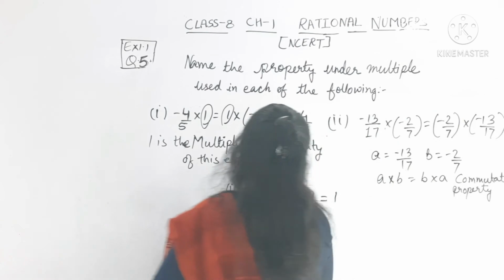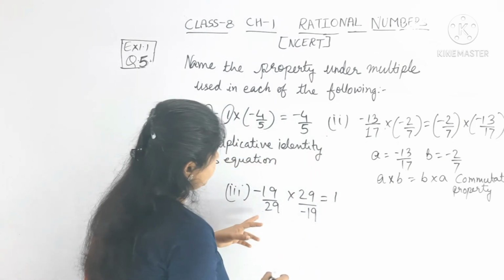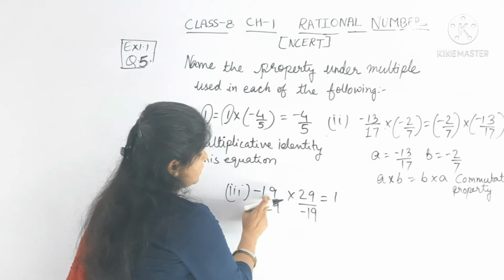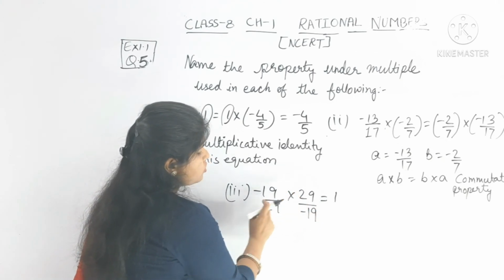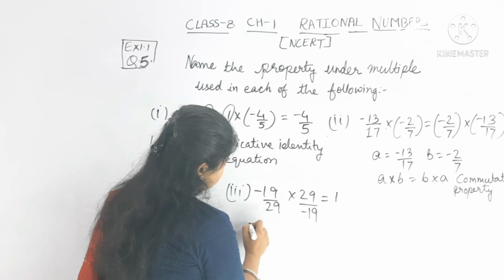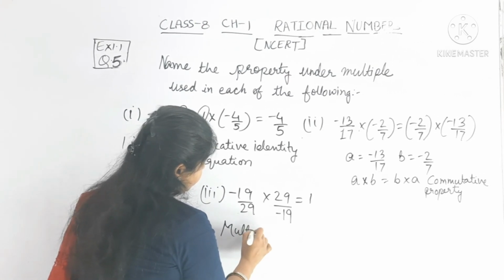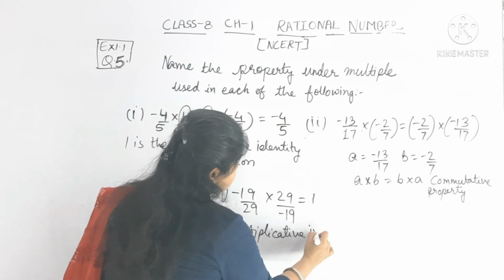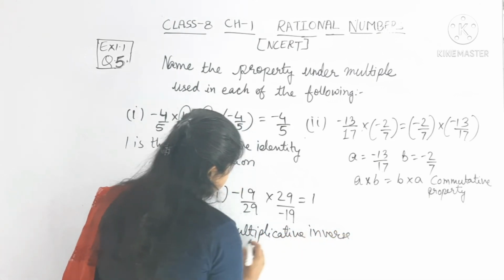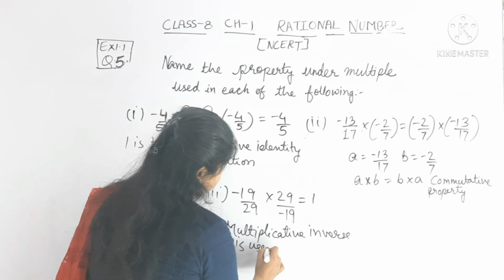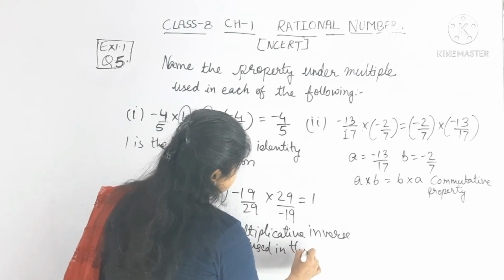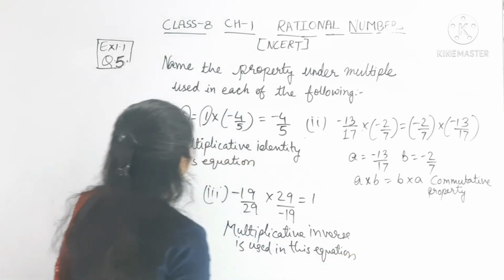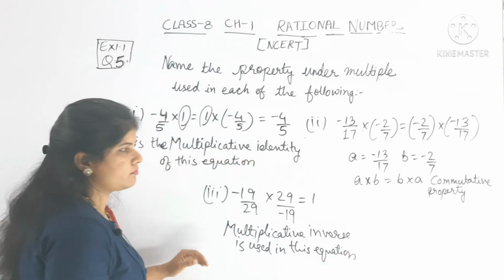Now come to the third part, that is minus 19 by 29 into 29 by minus 19 equals 1. So here you can see this is just the inverse of this one. So this is the multiplicative inverse used in this equation, right? So this is question number 5.